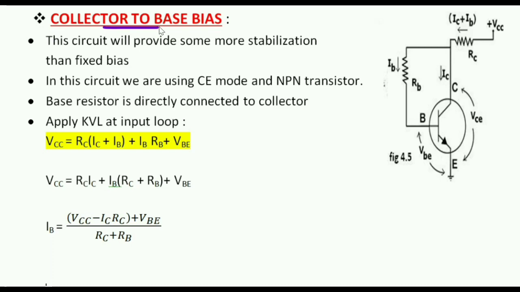biasing circuit. We have seen earlier about fixed biasing, and now let us discuss collector to base bias. Collector to base bias is a little bit the same as fixed bias, and it will also offer more stabilization than the fixed biasing circuit. The main difference between collector to base bias and fixed bias is in the circuit, that is the base resistor. Let us analyze the circuit first.